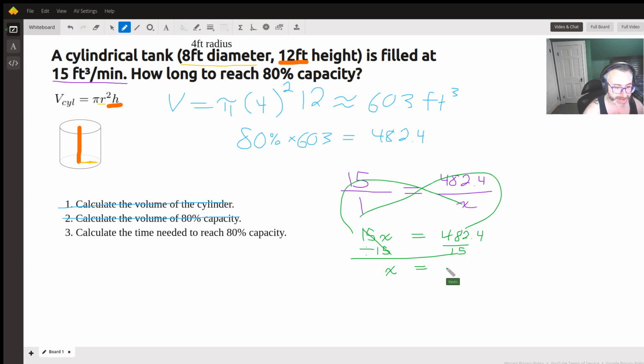I do this division out, and I'm going to get approximately 32. In fact, I've been rounding a lot in this problem. I think that I really owe it to myself to use approximately equals to. So by following these steps of the plan we made, we've got x, the amount of time, is approximately equal to 32 minutes. Hope this helps.